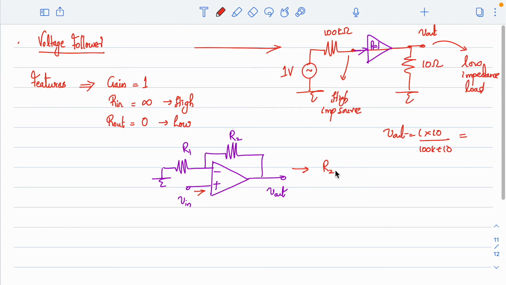If I can make R2 equal to 0, we can short this, and when R1 is equal to infinity, I can open this, that means there is no resistance R1 as such. So when I make these two changes, you will have an op amp with minus and plus terminals. I will short output back to input, and here this is V in and this is V out.